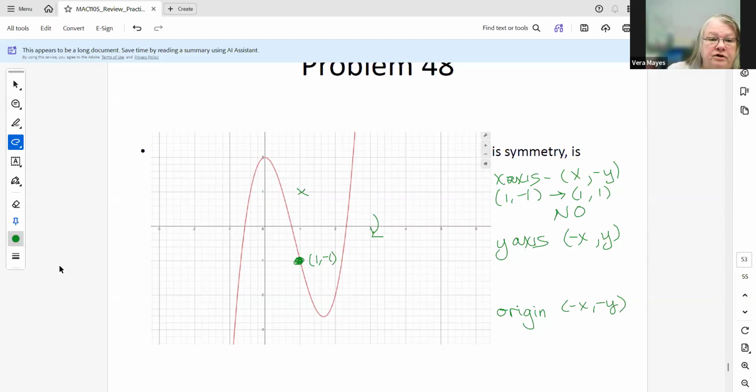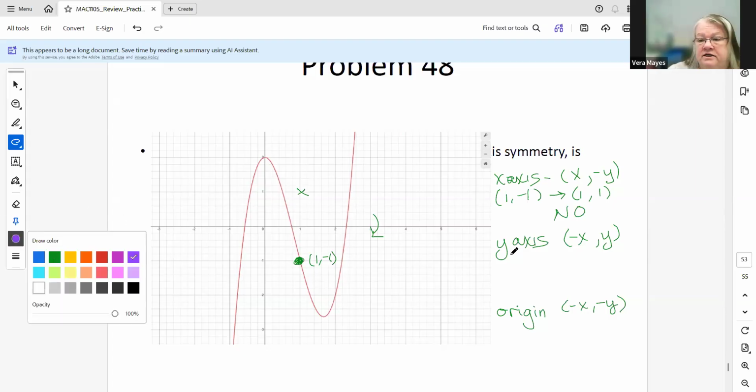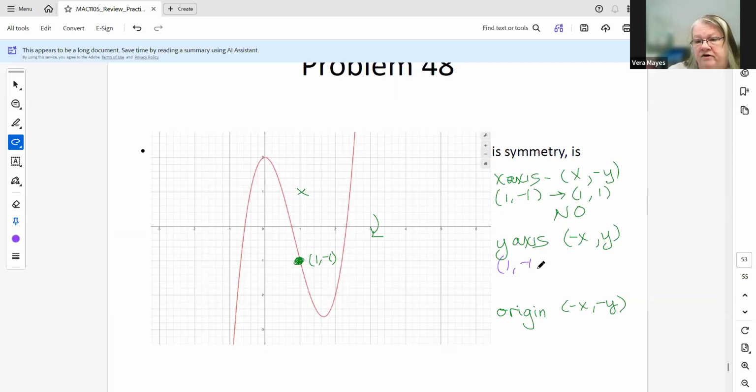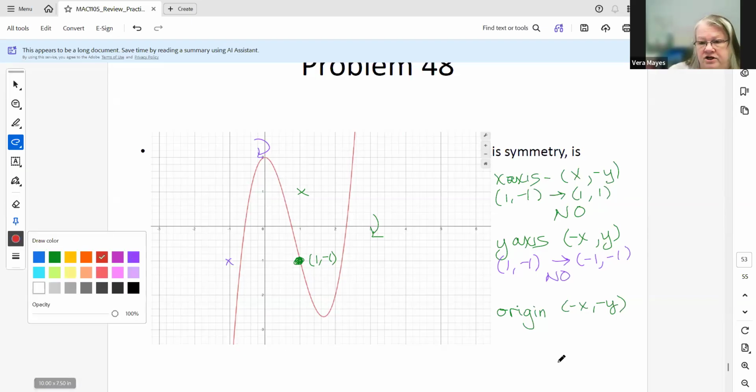Right? So the next one we're going to look for is the y-axis. So we're taking this 1, 1 that we've identified that's on our original graph. With the y-axis, that means if it wraps around the y-axis, checking for symmetry, the x point would change its sign. So that would become -1, and we're keeping the y. So is -1, -1 on the graph? No.